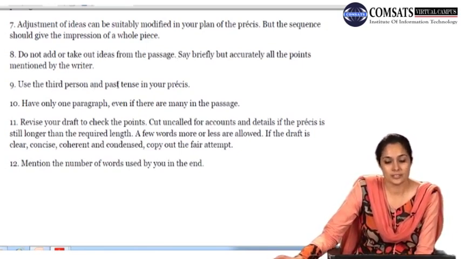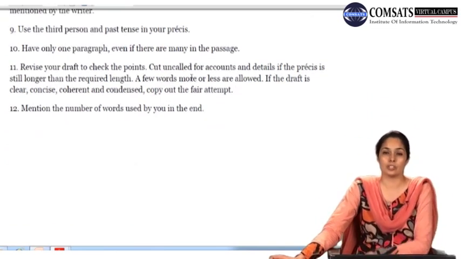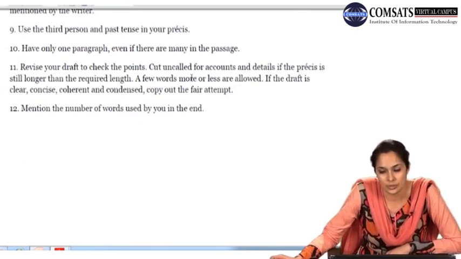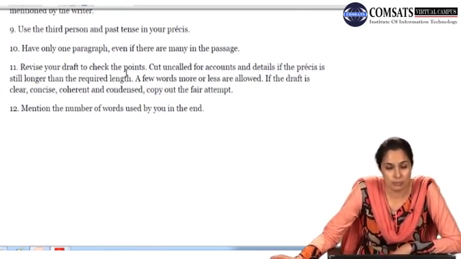Use the third person and past tense in your Prezi. Your Prezi is supposed to be third person and past tense. Have only one paragraph even if there are many in the original passage. अगर आपका original passage 7 paragraphs का भी है तो आपकी Prezi एक ही paragraph की होनी चाहिए. Revise your draft to check the points.